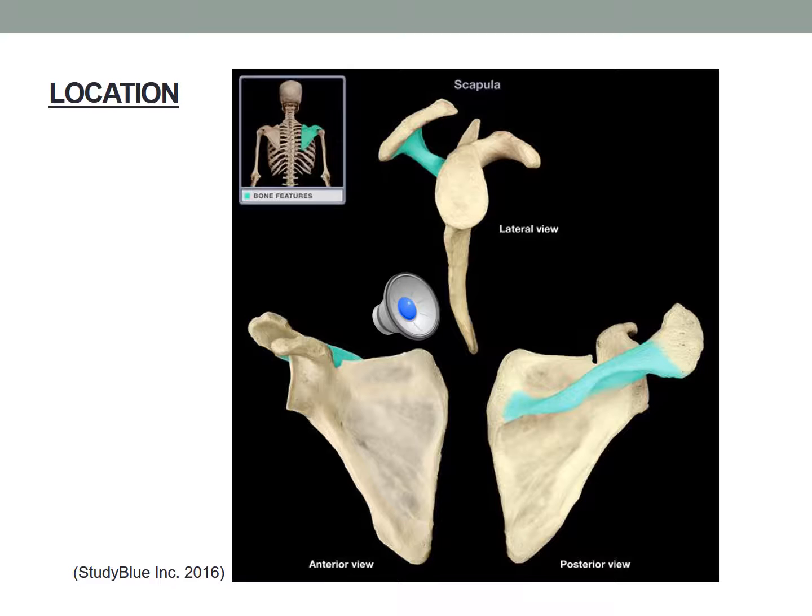Situated approximately 2 to 3 inches on either side of the spinous processes of the vertebrae, the scapula articulates with the acromial end of the clavicle, the head of the humerus, and has a pseudo-articulation with the thorax. The scapula covers ribs 2 to 7.